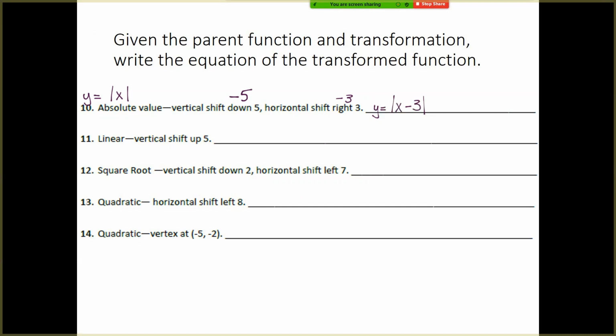Why is that? Because that's what determines right and left. So we do left and right first. The left or right is always going to get put in with the variable. The up or down is the number that hangs out at the end. So the -5 just hangs out at the end.